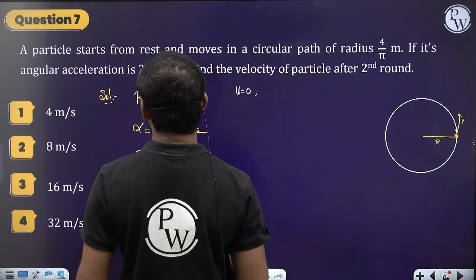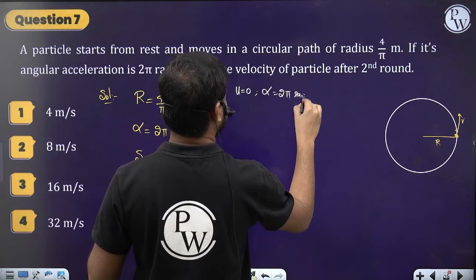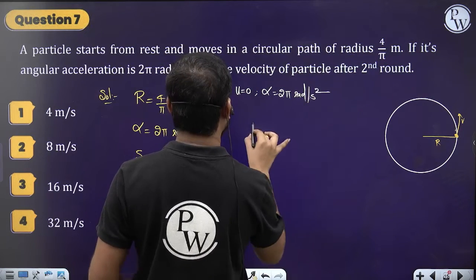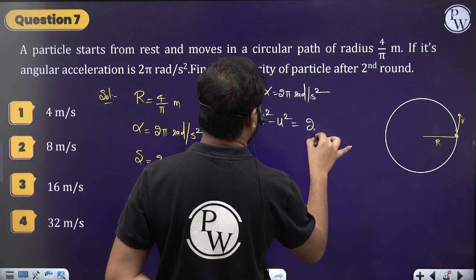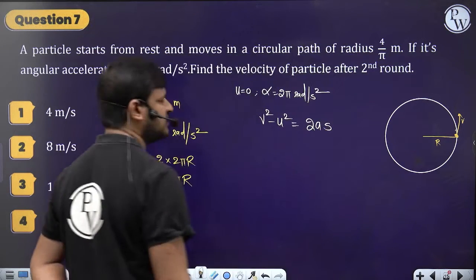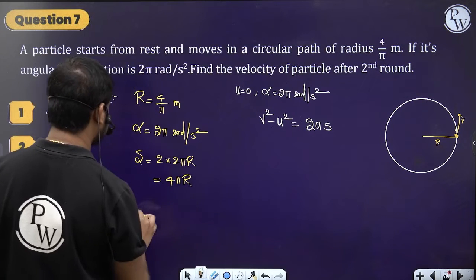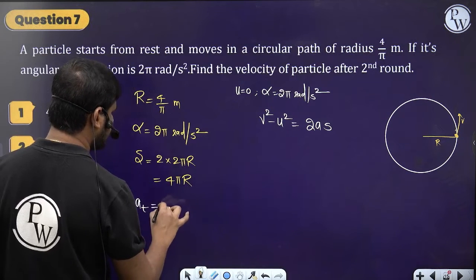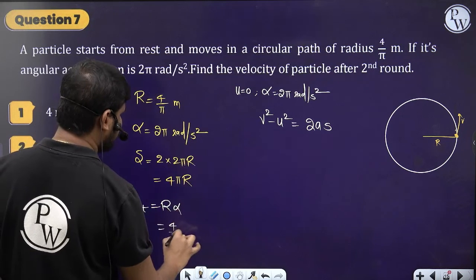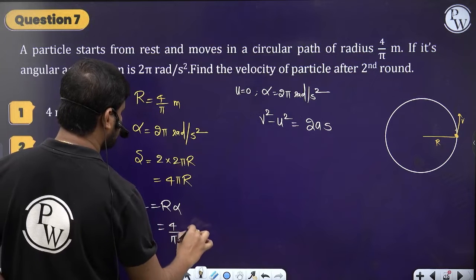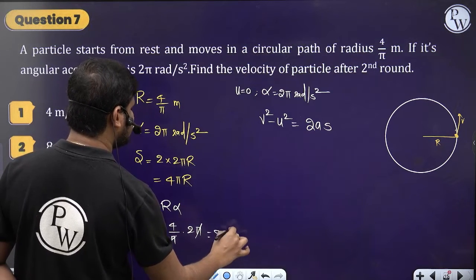And then alpha we know, which is 2 pi radian per second square. So shall we use the formula? V square minus u square is equal to 2as. So what is that a? The tangential acceleration, which is r alpha. What is r? R is given as 4 by pi and alpha is given as 2 pi. So pi cancels. This is going to be 8 meter per second square.